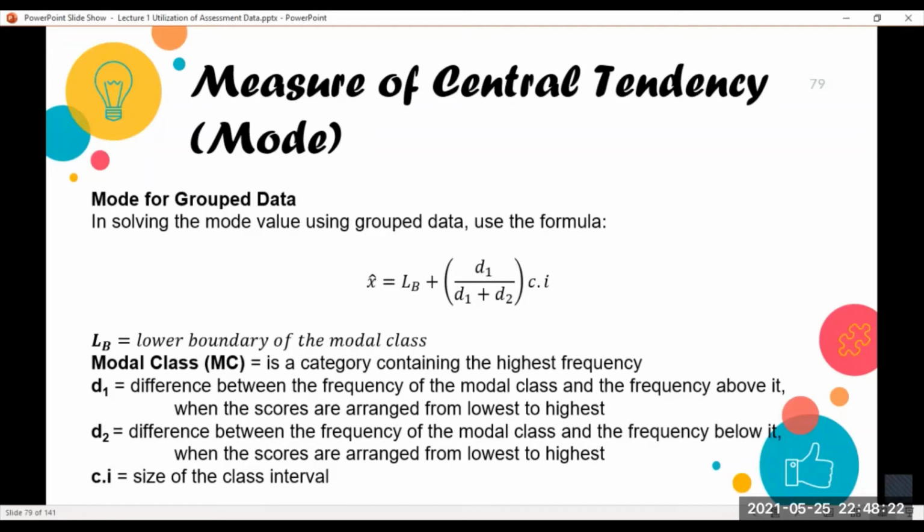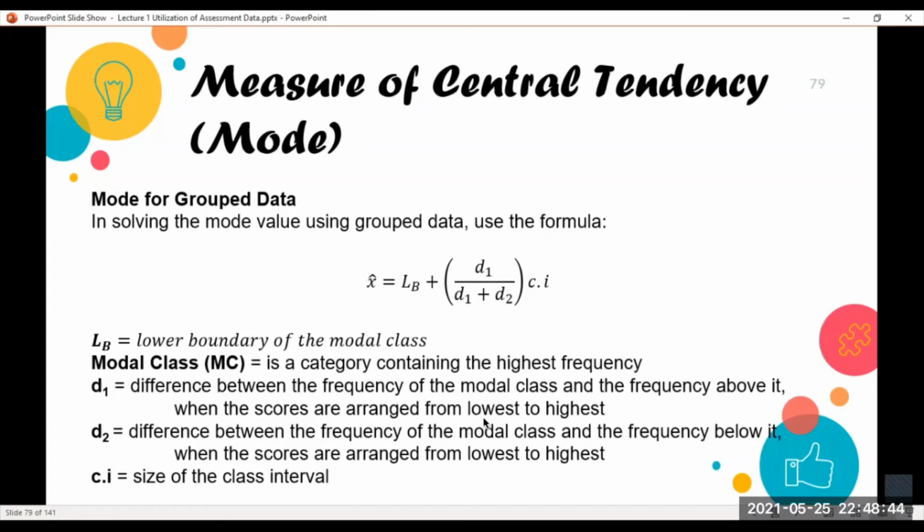So that is why we really have to stick to, for the purpose of learning and for the purpose of not confusing you with the rulings, we have to arrange our scores from lowest to highest so that automatically we can follow this rule. Because if we are going to do it the other way, we have to follow the other way around.